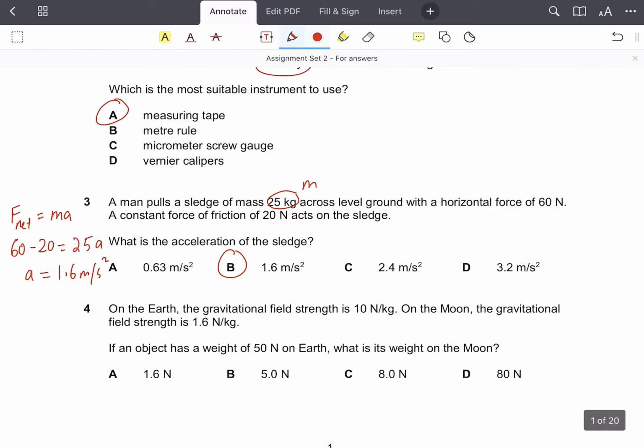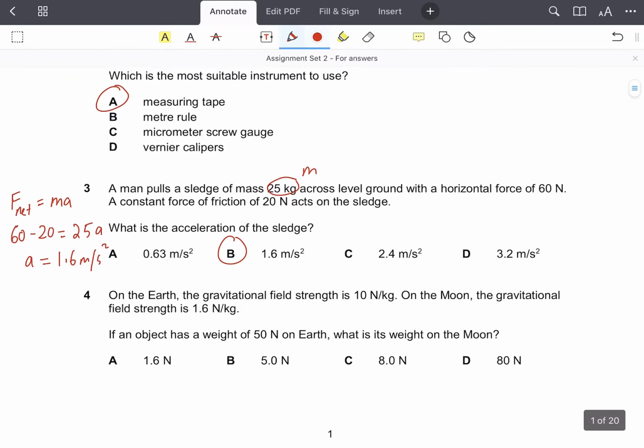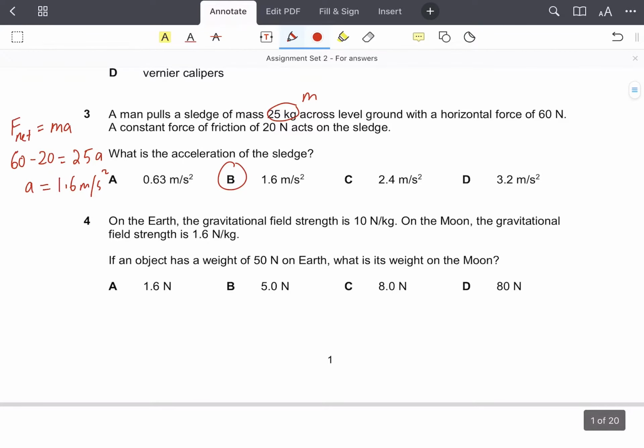Now question number 4. On the earth, g is 10 as usual. On the moon, g is 1.6. So if the object has a weight of 50 Newton, straight away mass, because it's on earth, mass will be 5 kg. So what is the weight on the moon? So W equals mg. You know that the mass is the same whether you're on the moon or on the earth. So it's 5 times 1.6, and this will give you 8.